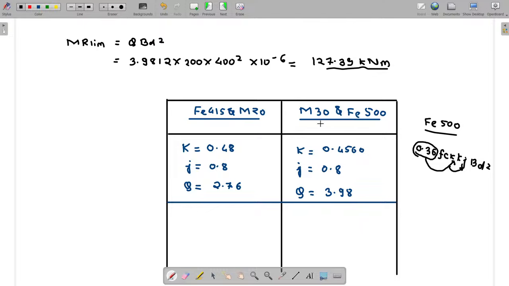If you have M30, okay, let's remove M30. The rest of the values we will calculate. So 0.36, 0.8 and 0.456. So we are getting the same value, which is 0.133 FCK BD square. You can use this one also, there is no issue. Clear?